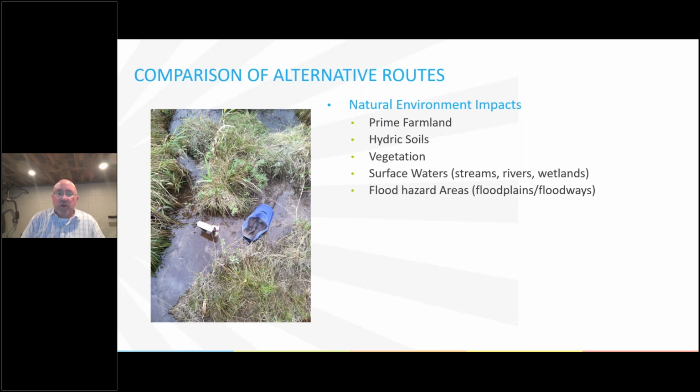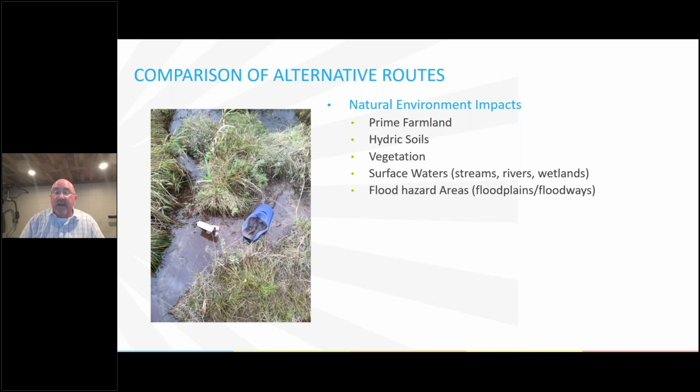The alternative routes are reviewed in detail and then compared and ranked using a combination of information collected in the field, GIS data, sources, supporting documents, and the collective knowledge and experience of the routing team. So think back on that spreadsheet that I showed you.